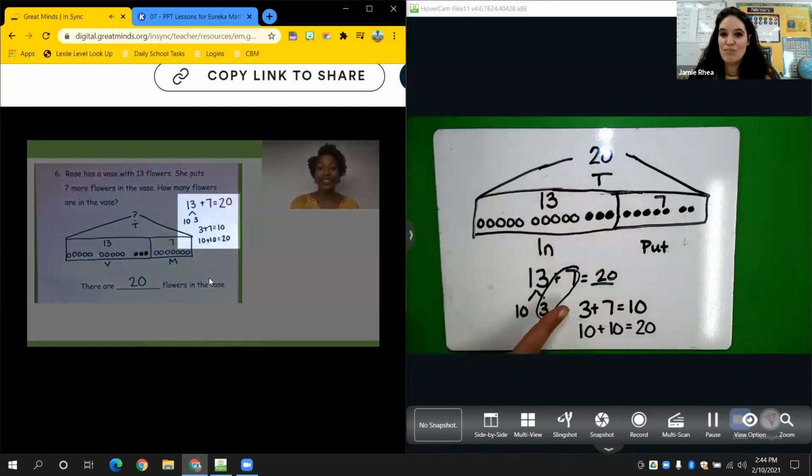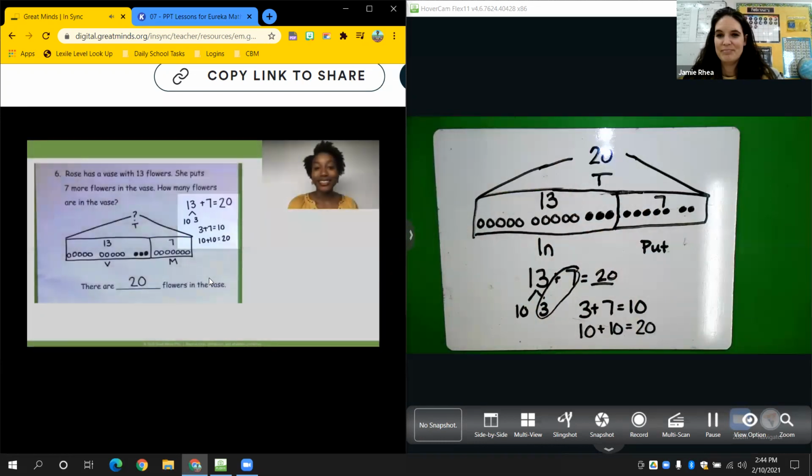I got 20. I just made a 10. I saw the 3 in 13 could make a 10 with a 7. 3 and 7 are 10, and 10 more is 20. You can solve any way using any strategy, as long as you worked hard and you got 20.